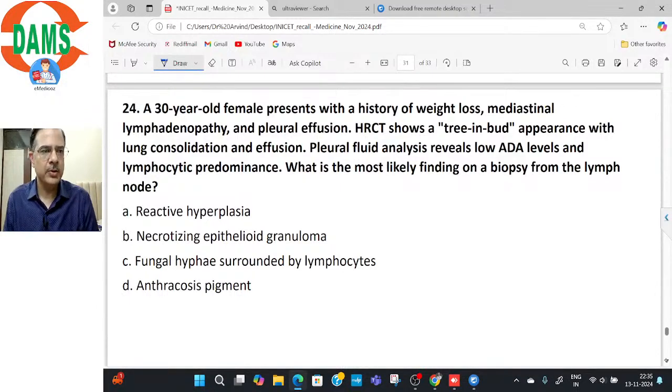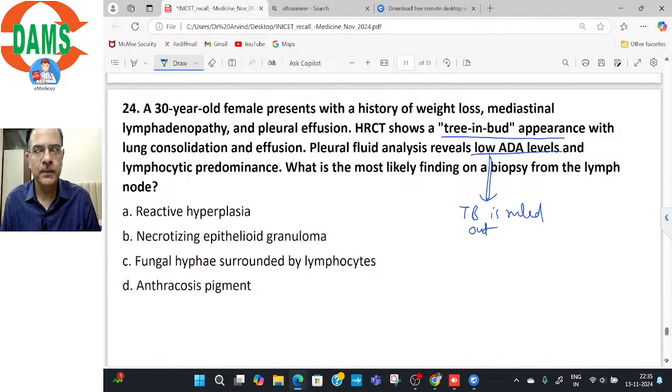Now come to question number 24. I think this question must be discussed in radiology also. HRCT shows a tree in bud appearance with the consolidation and the effusion. A low level of the ADA is there, and if the low level of the ADA is there, TB is ruled out.